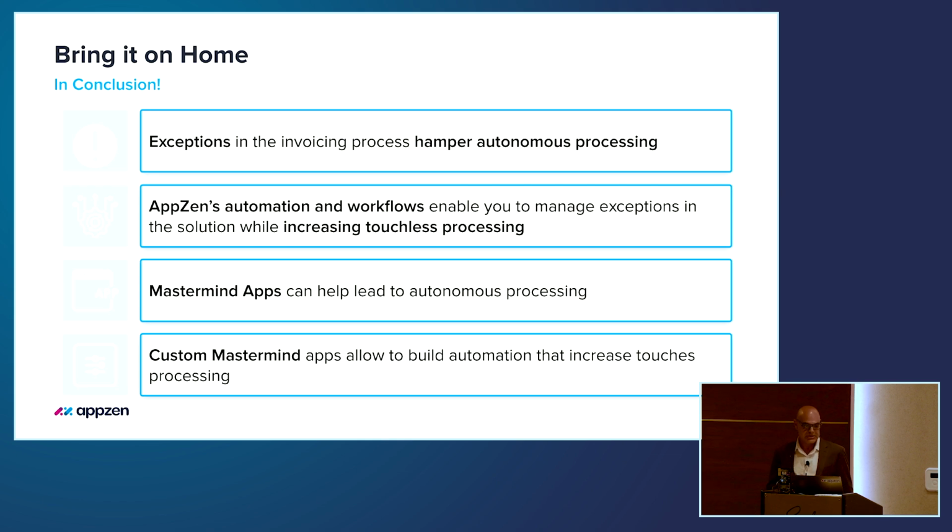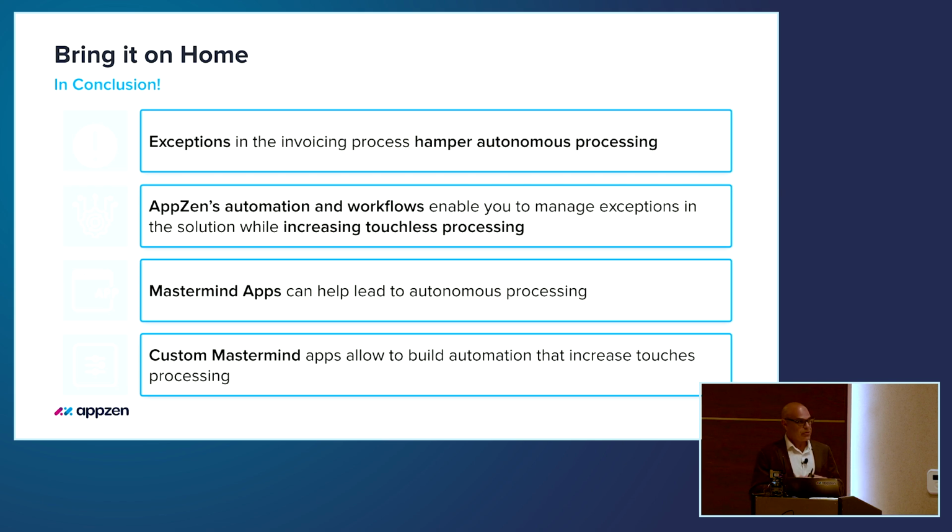Bring it on home. So, exceptions in invoice processing hamper autonomous processing, right? It causes a lot of human intervention. It takes a lot of time to identify different users. What we're allowing you to do is build some workflows around that, automate some processes around that to streamline it.